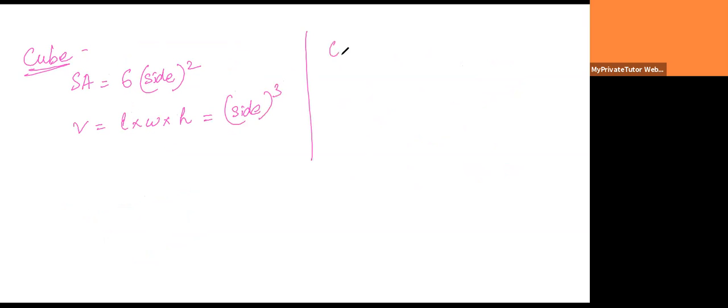What about the cuboid? Surface area would be the one we discussed just now: length times width, then length times height, then width times height, and you need to multiply everything by 2. If you want to remember the formulas, please go ahead and try to remember these two.